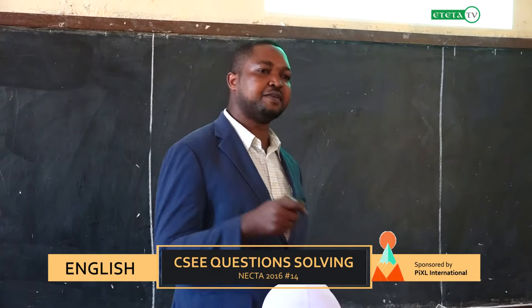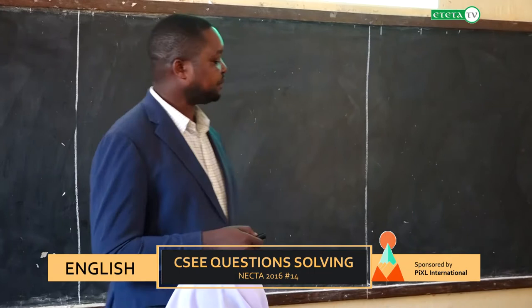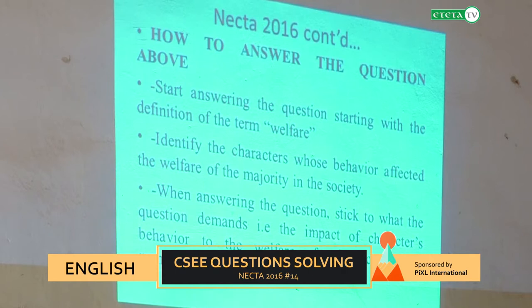You need to understand the following. There are some procedures that we are going to pass through, starting with the definition of the term welfare. That's very important, one of the keywords in the question. What is welfare? And we have to identify the characters, because we are talking about the characters, isn't it? So we are going to pick the characters from the books that we are going to choose.